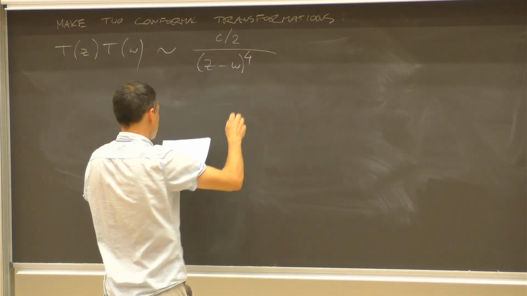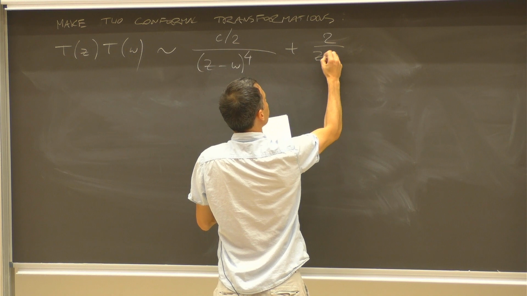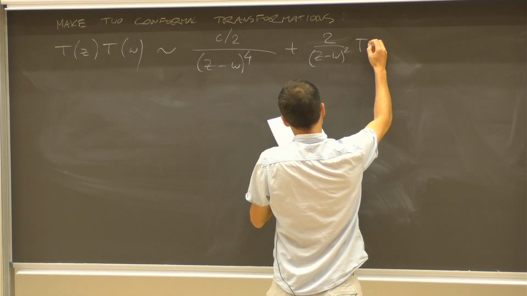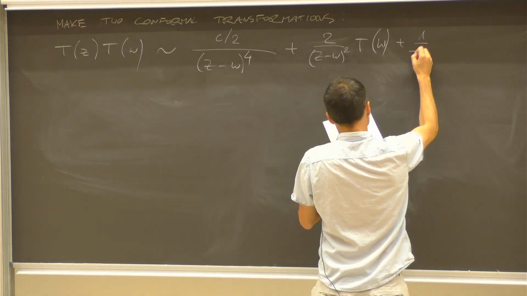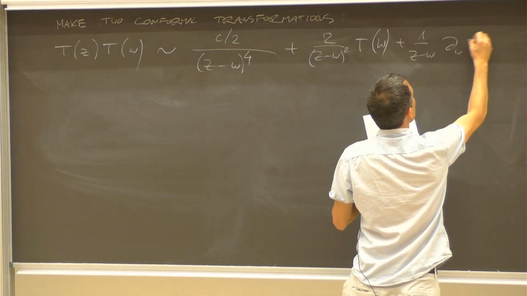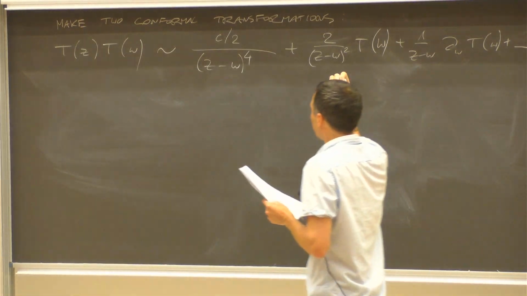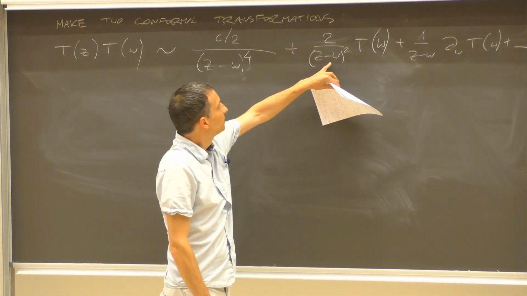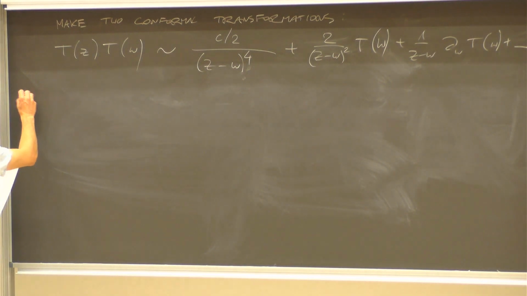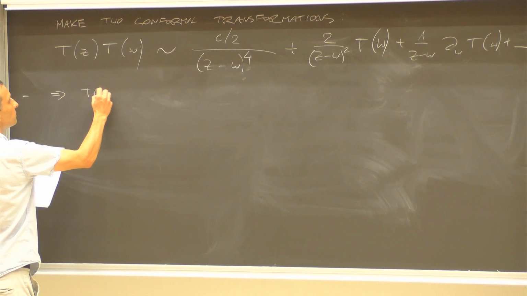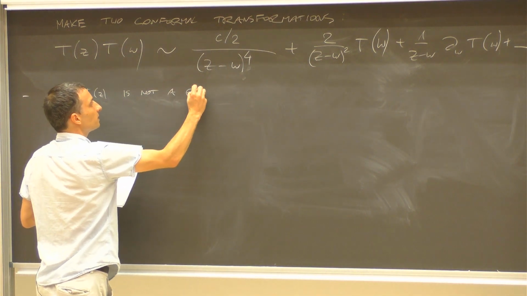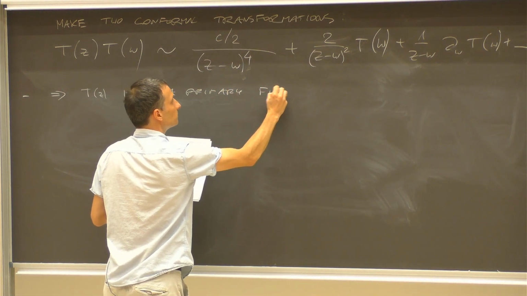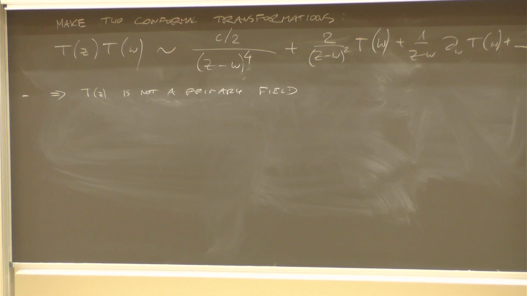There are singular terms starting from such an expression. And so on. So you see that we have here a term which has singularity of higher order than quadratic, which means first of all that indeed T of z is not a primary field, because primary fields have this property that the most singular term is quadratic. So that's one important conclusion.